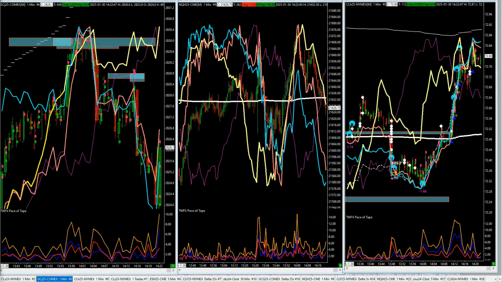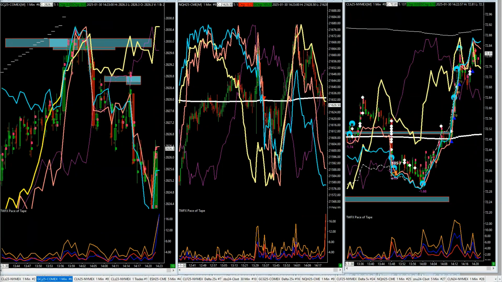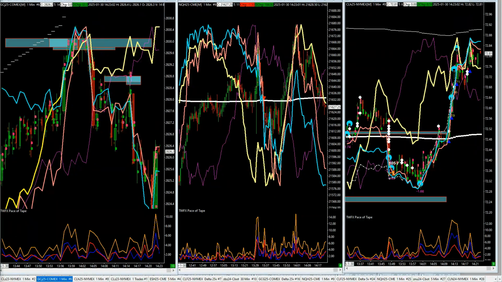153.90 seemed like a good price. We were looking for a break of structure, obviously, which was 154, and 153.90 seemed like a decent opportunity to deal. This was just before 2 o'clock, so a decent opportunity to take a bit of a shot at it.